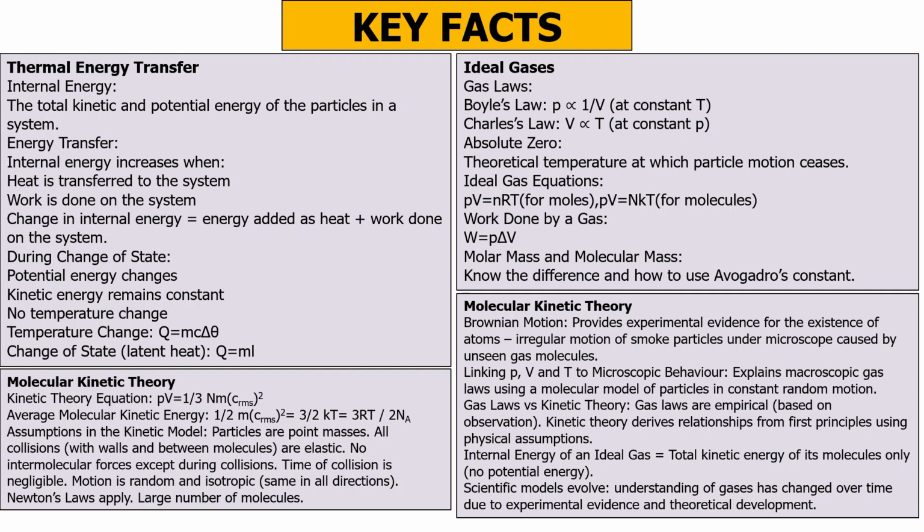Now, the kinetic theory equation is pV = 1/3 Nm(c_rms)². So the average molecular kinetic energy is 1/2 m(c_rms)², which is equal to 3/2 kT, which is equal to 3RT/2N_A, where N_A is Avogadro's constant. The assumptions of the kinetic model are that the particles are point masses, all collisions with walls and between molecules are elastic, there are no intermolecular forces except during collisions, the time of collision is negligible, motion is random and isotropic, the same in all directions, Newton's laws apply to the motion of the gas molecules, and there is a large number of molecules present.